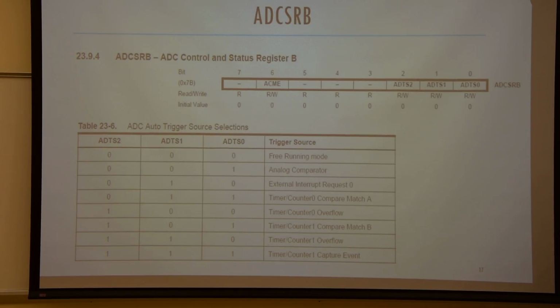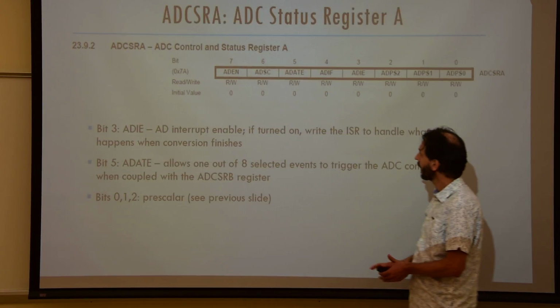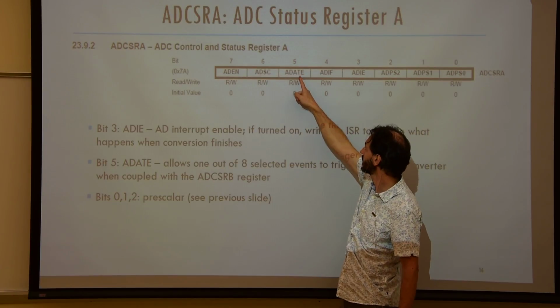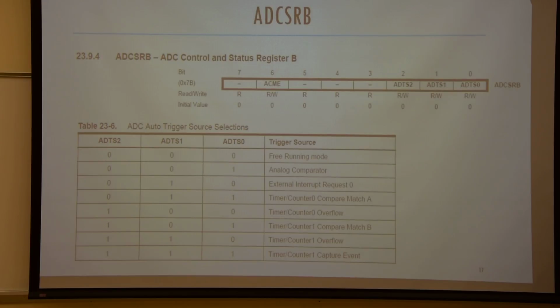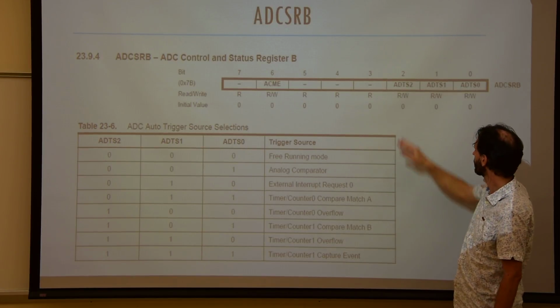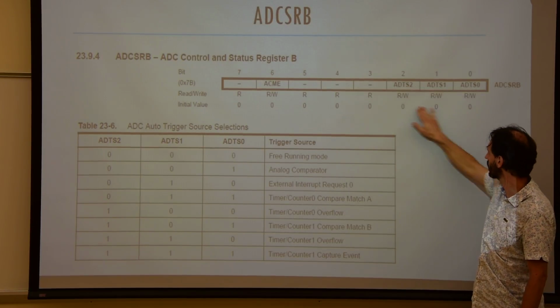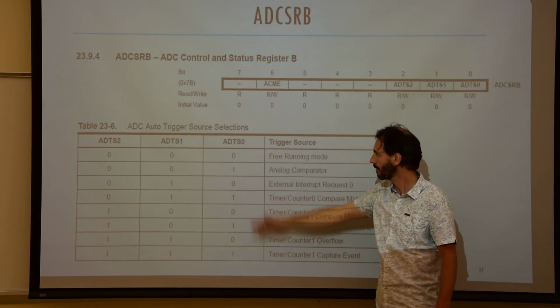Alright, so again, if I set this particular bit to 1, then the ADC converter is going to have a look at what you wrote here for those 3 bits. And here's a table.